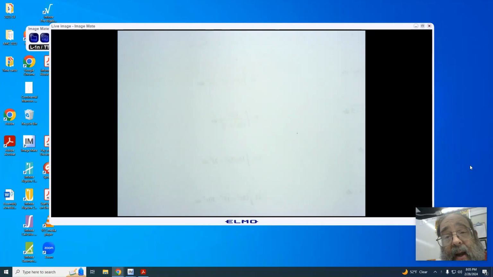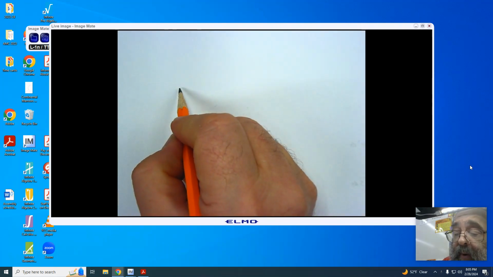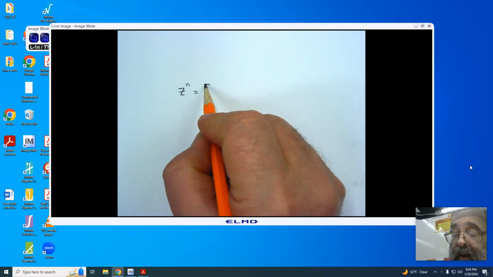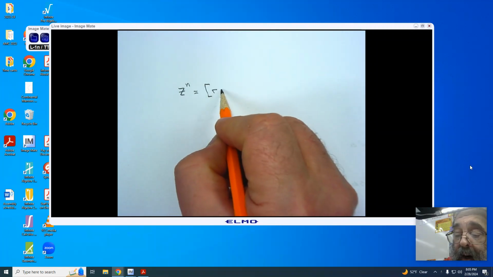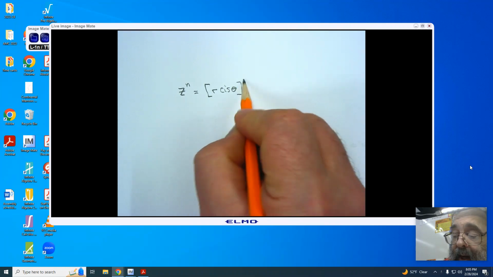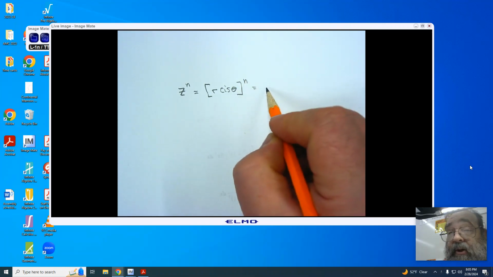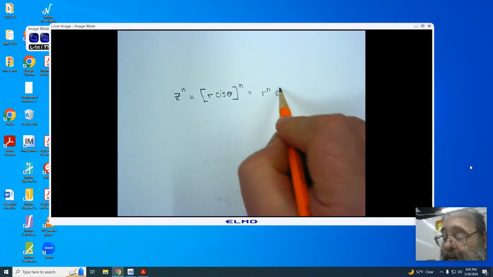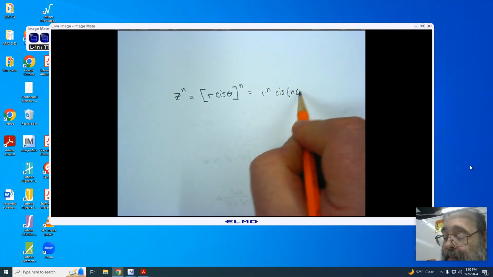Today we're going to be taking a look at DeMoivre's theorem. DeMoivre's theorem says that we can take a complex number z, written as r cis theta, to the nth power, and that would actually be r to the nth power cis of the product n times theta.